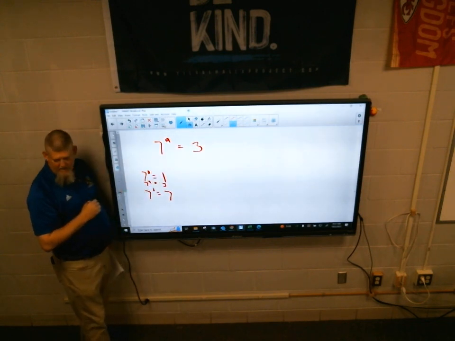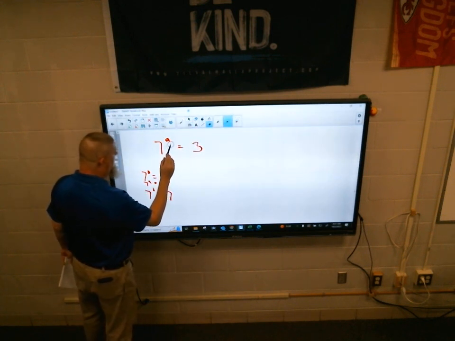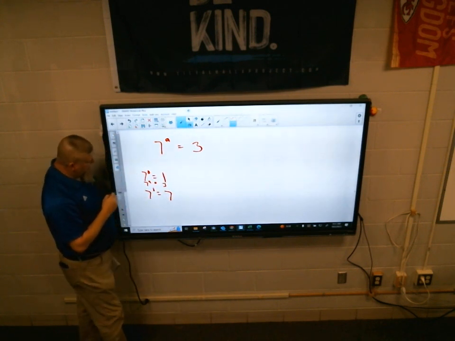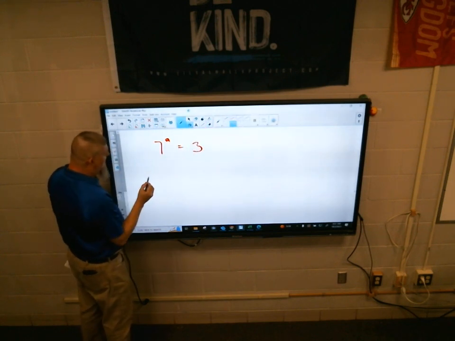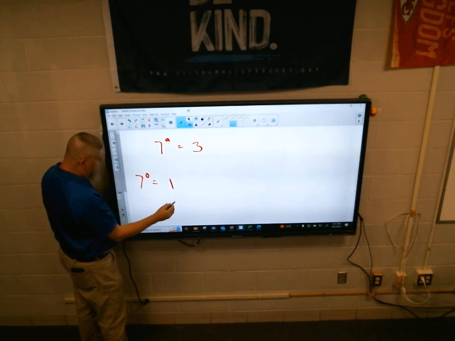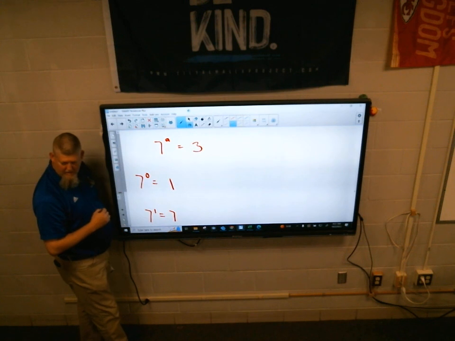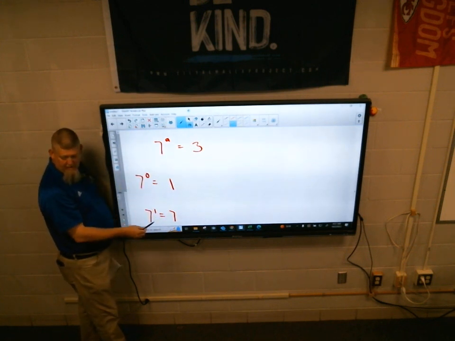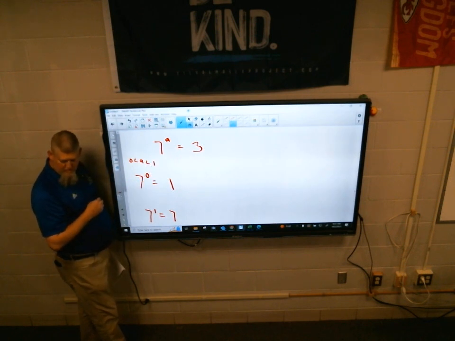Did you guys think it was a 9? Yes. Okay, good. So here's my thought process, thinking it through. 7 to the 0 power equals 1. 7 to the first power equals 7. I'm looking for some number that will make it equal a value of 3. So A has to be greater than 0, but it has to be less than 1, somewhere between 0 and 1.